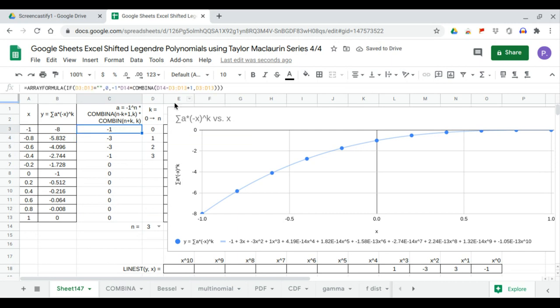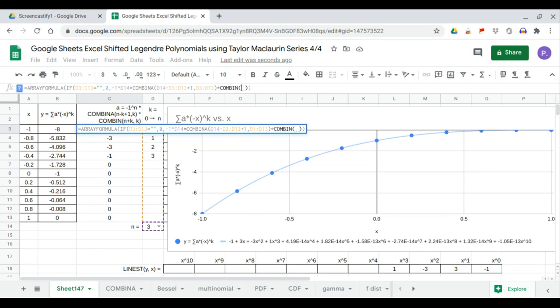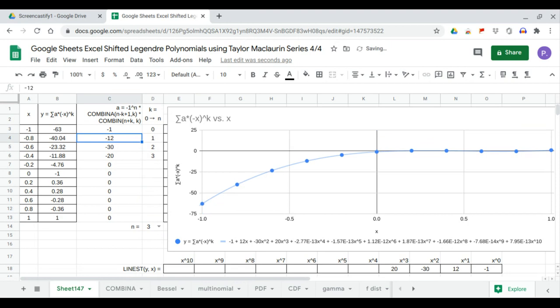Next, we continue, complete the coefficient. So times combine n plus k, our k is this range, n plus k, comma k. So we begin with, we start now from 0.